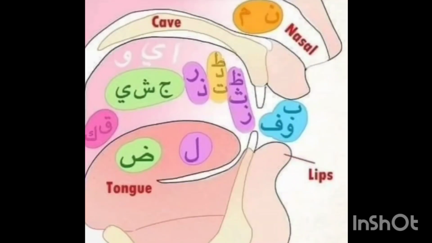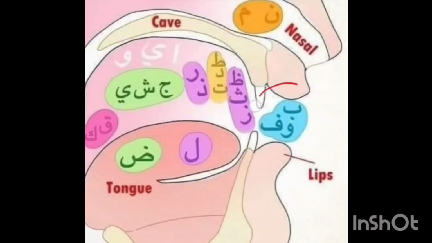Apparently in the last video I made a mistake. Apparently this area, the roof of your mouth, inside of your mouth, is called the palate. I called it the gum. This area is the gum and this area is the palate. Okay, so today the letters we're going to learn are ba, waw, fa.